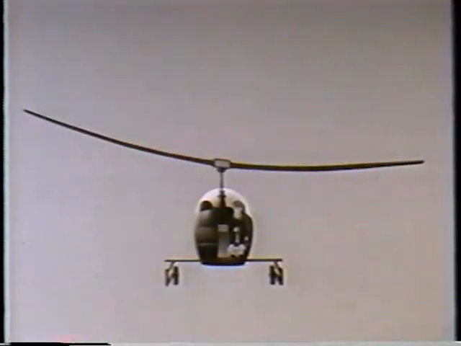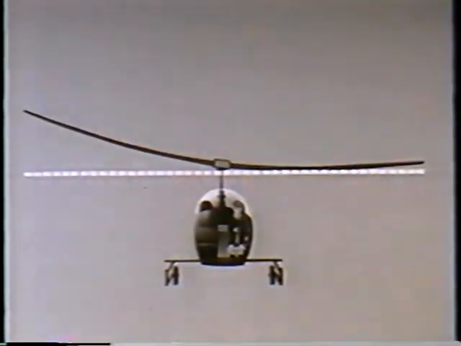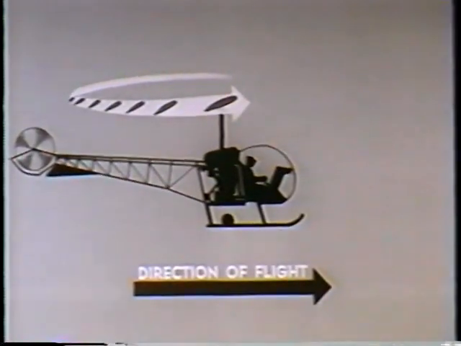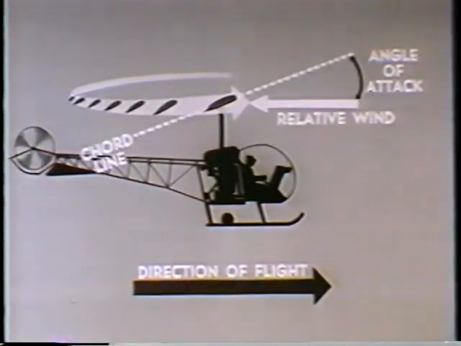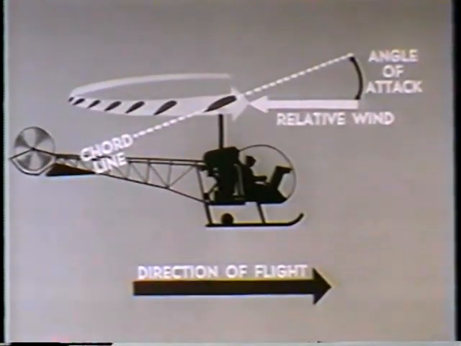In most modern helicopters, this is accomplished by flapping. The advancing blade is allowed to flap up, while the retreating blade is allowed to flap down without changing pitch angle. If the advancing blade were not allowed to flap up, it would follow this path, and the relative wind would be from this direction.